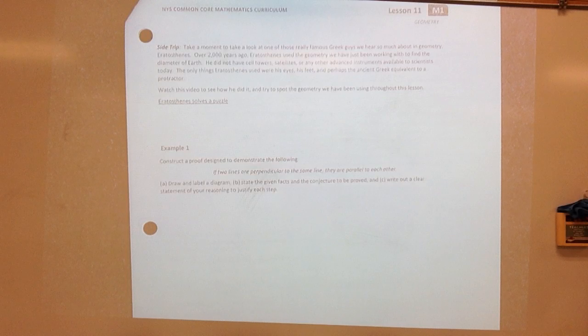Alright, let's look at example number 1. Construct a proof designed to demonstrate the following. If two lines are perpendicular to the same line, they are parallel to each other. So draw and label a diagram, and then state the given facts and a conjecture to be proved, and then write out a clear statement of your reasoning to justify each step.